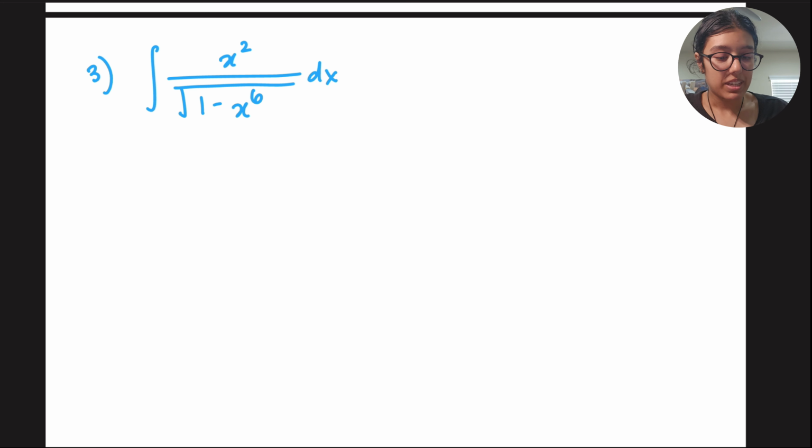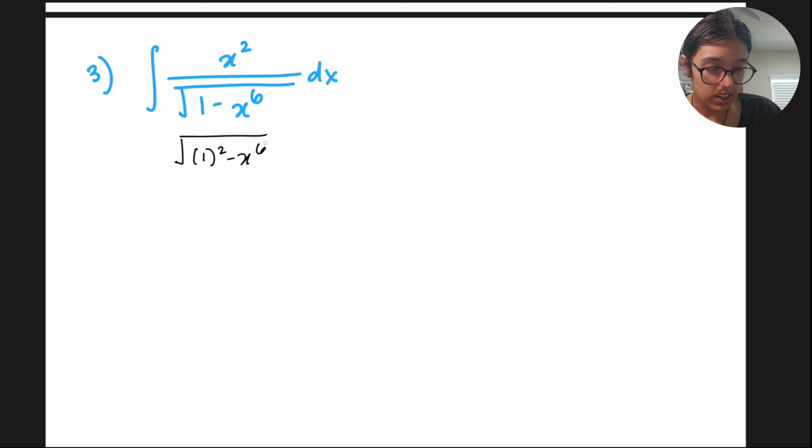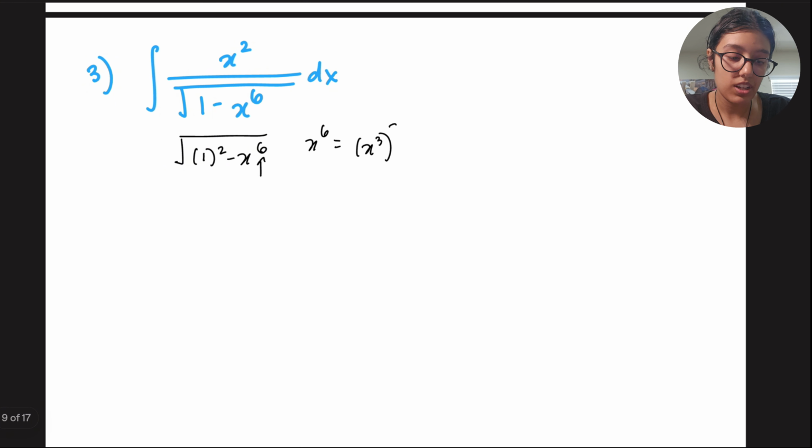All right, third problem, integration x squared over square root 1 minus x to the power of 6 dx. Right off the bat, I see that we can rewrite the denominator as something like square root 1 squared minus x to the power of 6, right? As a result, we have this square up here, and that's what most of our special integral formulas look like. But this is to the power of 6, and we need something to the power of 2. So we can rewrite x to the power of 6 as x cubed squared. And just like that, we have a squared.